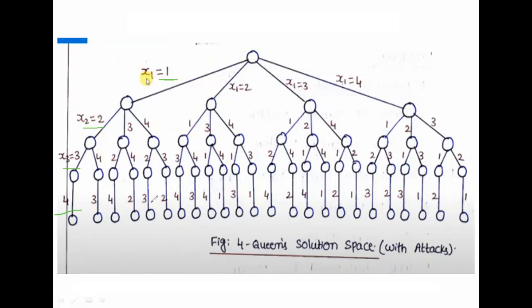This is one branch, and in the next stage I place the first queen in the second column, then I place the second queen in the first column. In this way we construct the solution space tree, or state space tree, without considering the constraints. Next, we draw the same tree by considering the constraints.